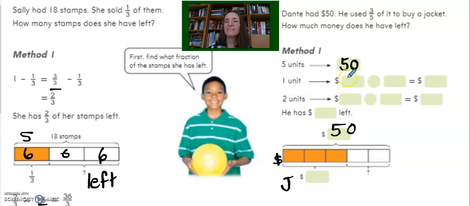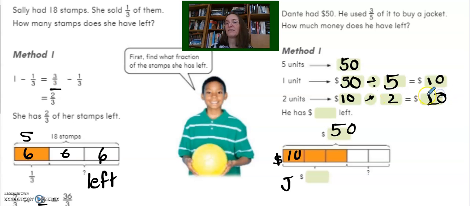And 50 divided by 10 equals, oh gosh, you guys, I'm sorry, it's actually divided by 5 because we're putting it into these 5 boxes. You already know that it's 10. You can see how my brain was going a little too fast there. And now if I want to know what 2 units are, I would do 10 times 2. And that would give me 20. So he has $20 left.